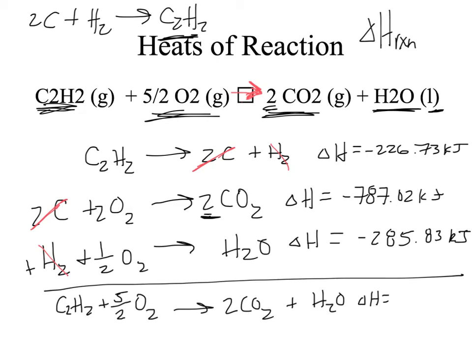So when we add all of those together, I'm going to stick with our sig figs. We need 2 decimal places when we do that. I get negative 1,299.58 kilojoules is my answer.